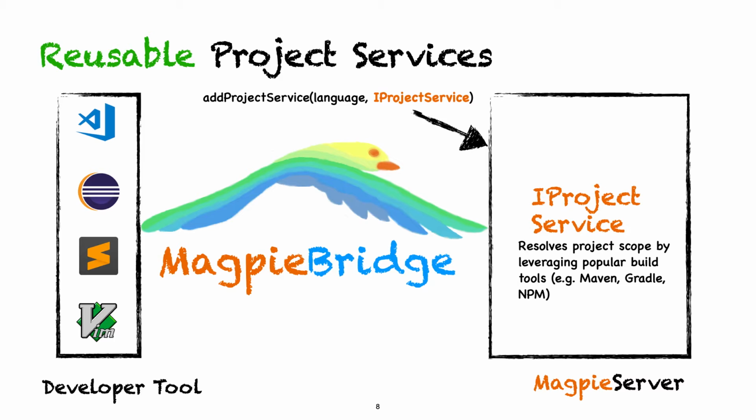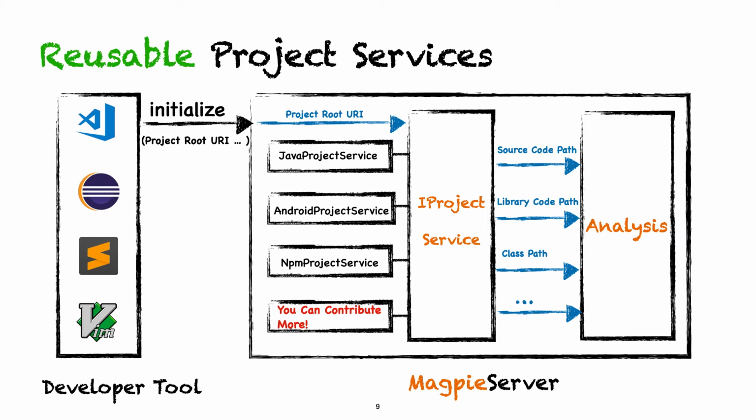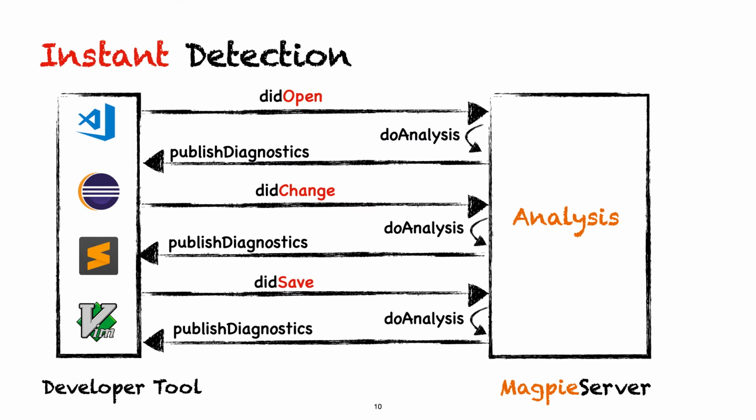MagpieBridge provides a few implementations which can be chosen by analysis writers. Now I explain how it works. Once the IDE sends the ASP message initialized with the project URI to the Magpie server, MagpieBridge's built-in project services can use this information to resolve the scope of the working project. Computed source code paths, library code paths, and class paths can then be used by the analysis. Currently, we already have project services for Java projects, Android projects, and NPM projects. Of course, you are welcome to contribute one and share it with us.